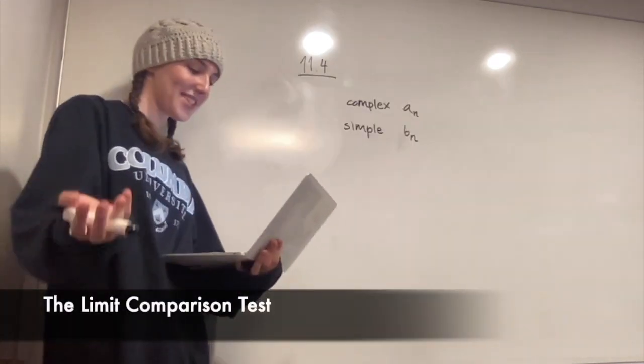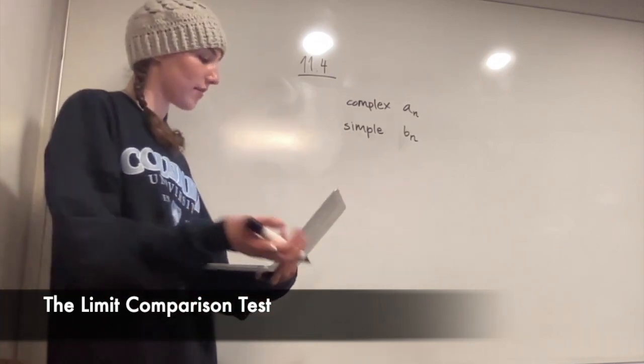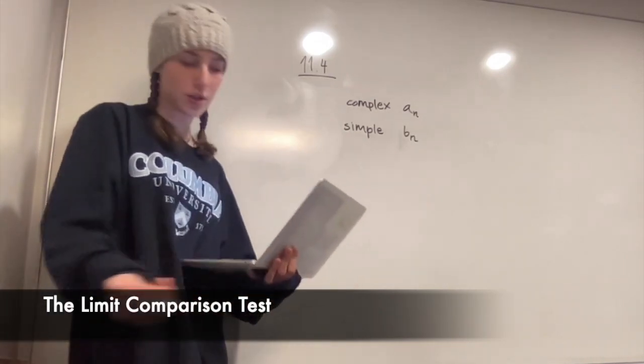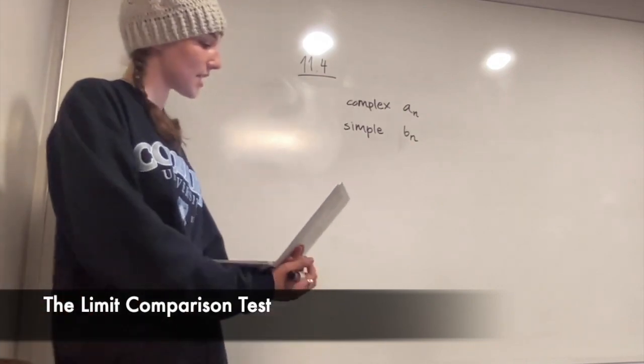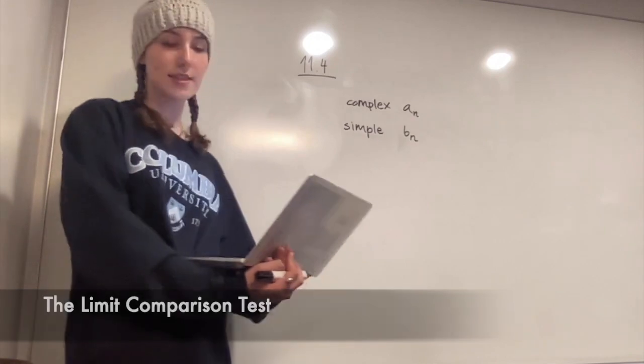What if the complex series doesn't have either relationship listed to the simple series? What if the simple series is convergent, but the terms of the complex series are larger? Or what if the simple series is divergent, but the terms of the complex series are smaller? This is precisely where the limit test comes in.